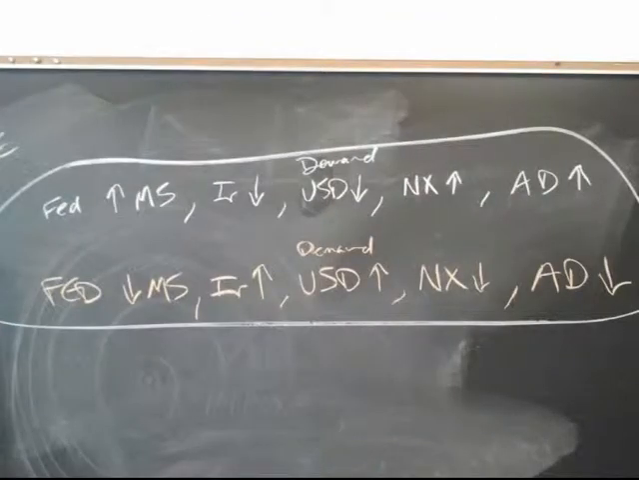Here's one way I showed it, I think it was last year on the board. So I just took a picture of it because the kids seem to like this one. Money supply goes up, interest rate goes down, demand for US dollar down, net exports up, aggregate demand up. You can take a look at that if you want.